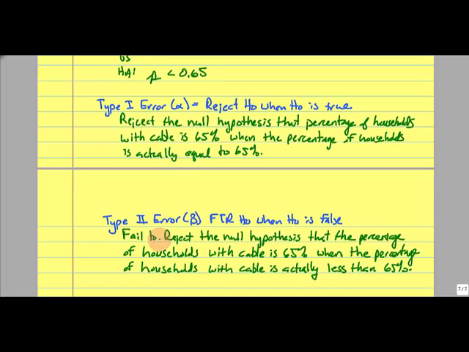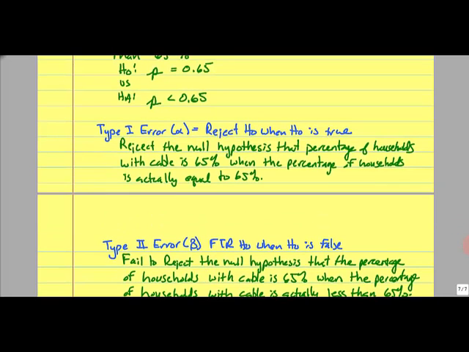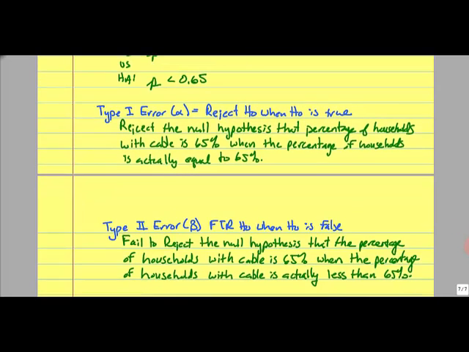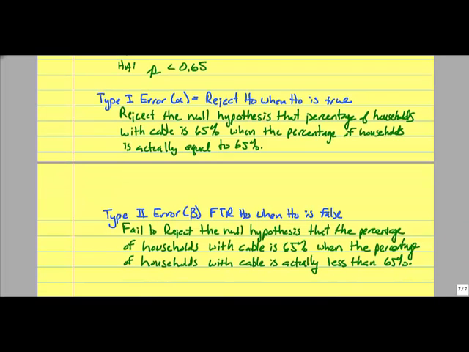These are sometimes a bit of a tongue twister, but this is an example. We decided that H0 was true. We had support for it when actually it was false, and so we decided that the percentage of people who have cable is 65% when actually it was less than 65%. So that's another way to say the same thing. This section I know was really long, but it actually sets us up to do the next section a lot shorter because we had to go through a lot of background information.